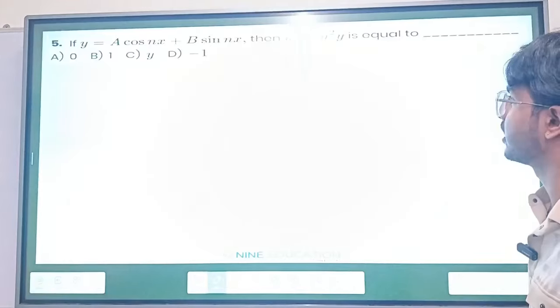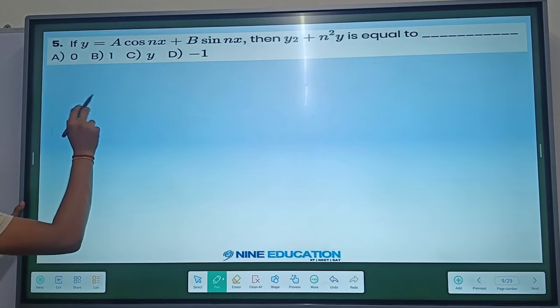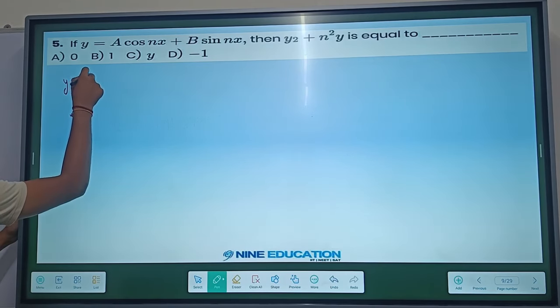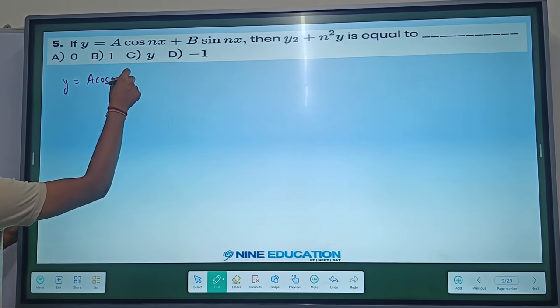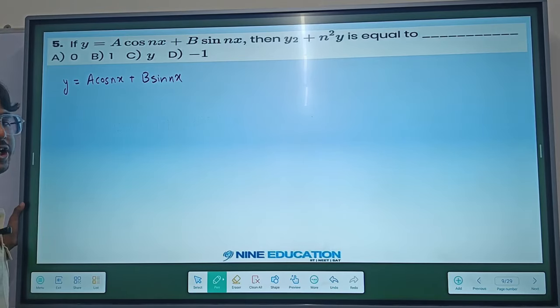Okay, let's move to our next question. A very simple differential equation question. y is given as a cos nx plus b sin nx. What is asked of you is y2 plus n² y. So I need to find y2. What is y2? The double differential of this.